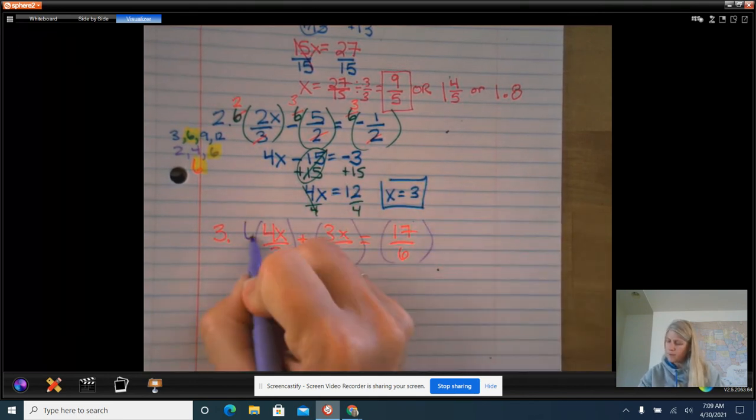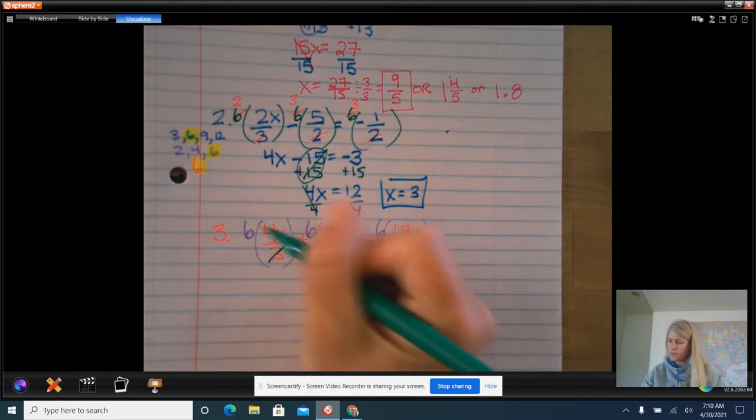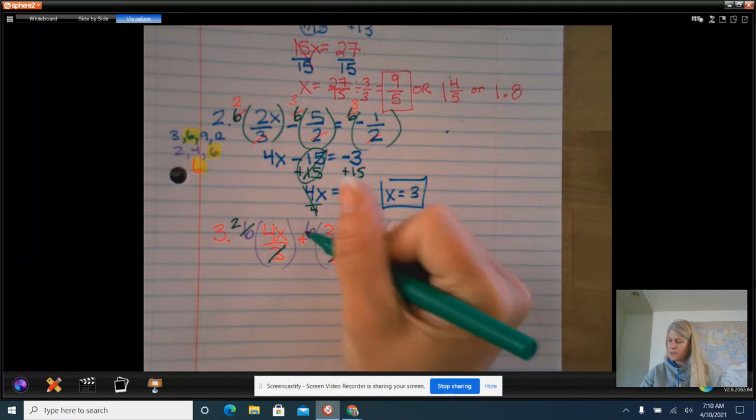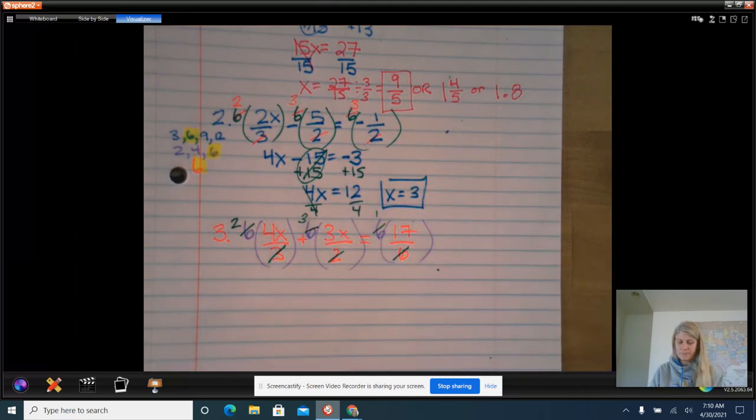So once again, we're going to put every single term in parentheses and put it on the outside. Then we're going to go ahead and divide. 3 goes into 6 twice. We cross them both out and put the 2. 2 goes into 6 3 times. And 6 goes into 6 once.